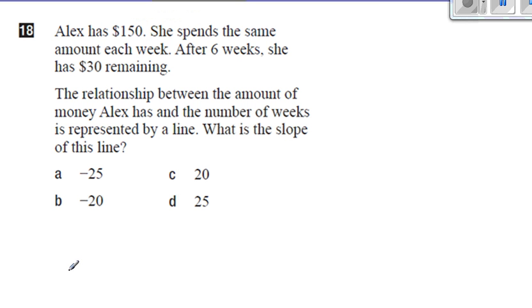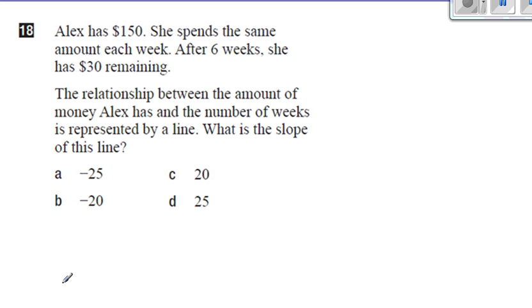Alex has $150. She spends the same amount each week. After 6 weeks, she has $30 remaining. The relationship between the amount of money Alex has and the number of weeks is represented by a line. What is the slope of this line?